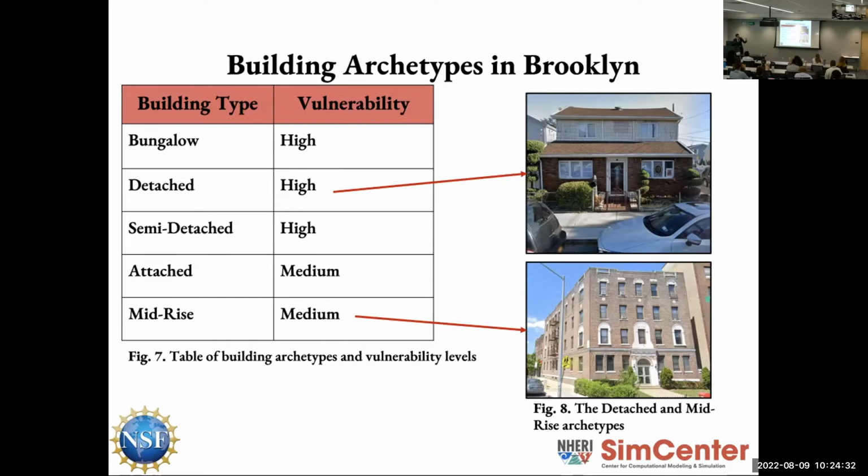Then the mid-rise, still vulnerable because its utilities are also stored in the basement, but what was found is that a lot of the dwelling units were at least 8 feet above ground level, so they weren't as vulnerable, at least to lower levels of storm surge.